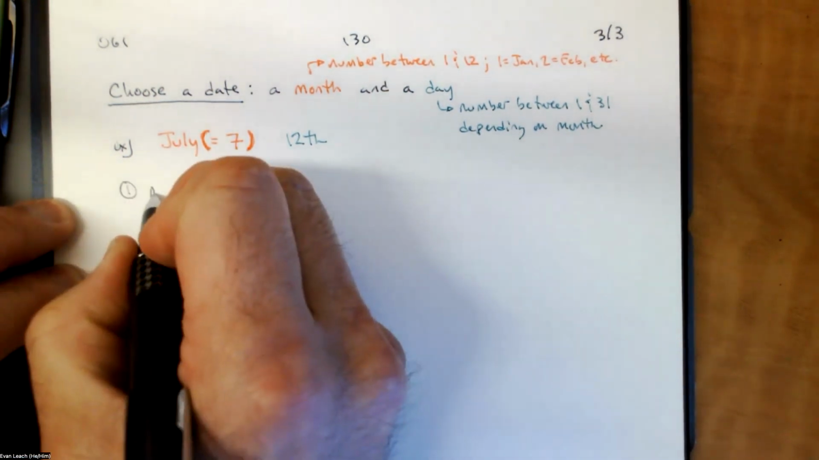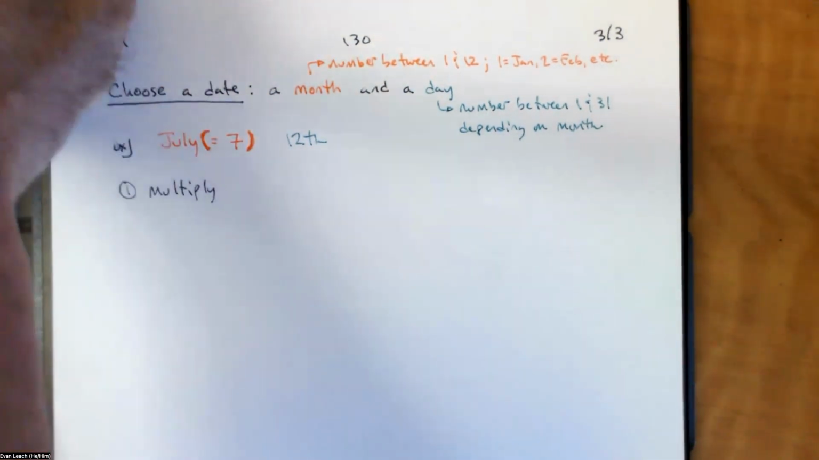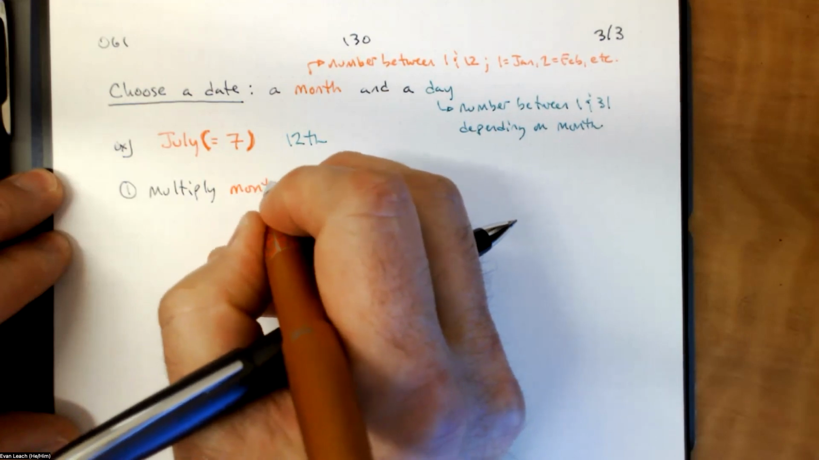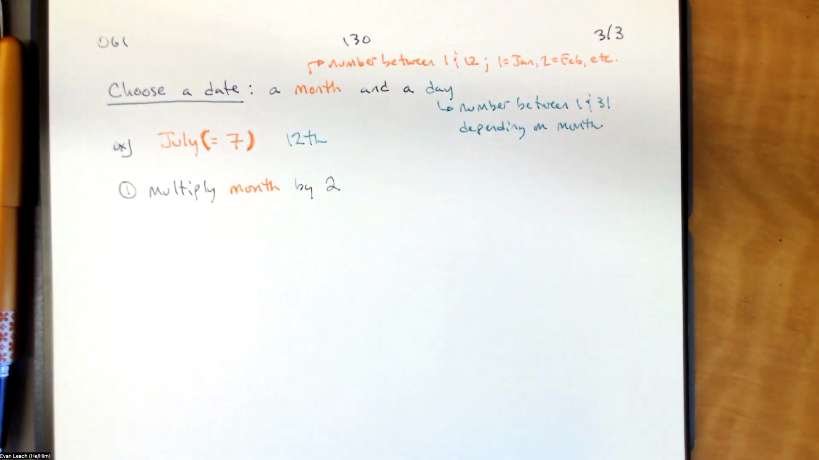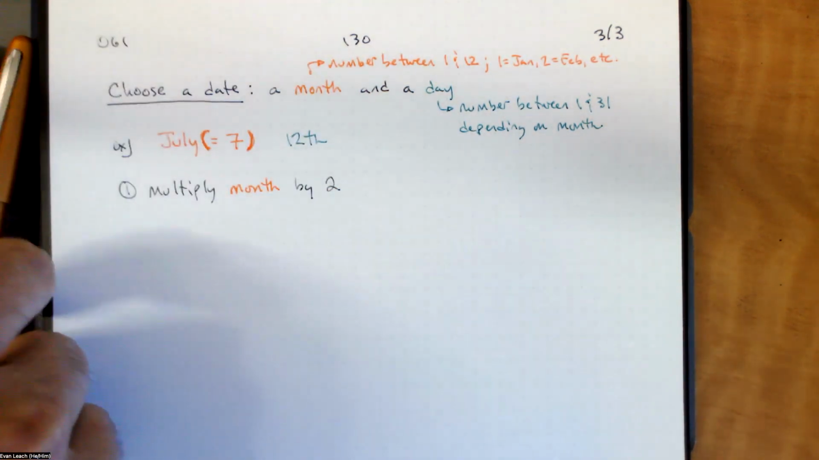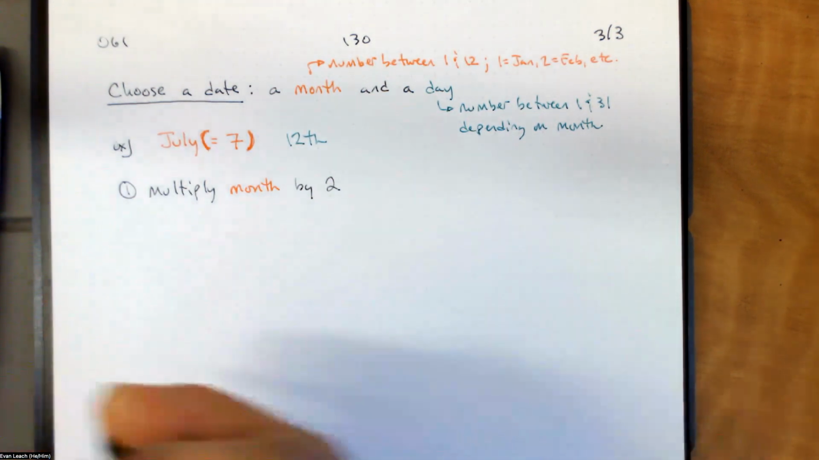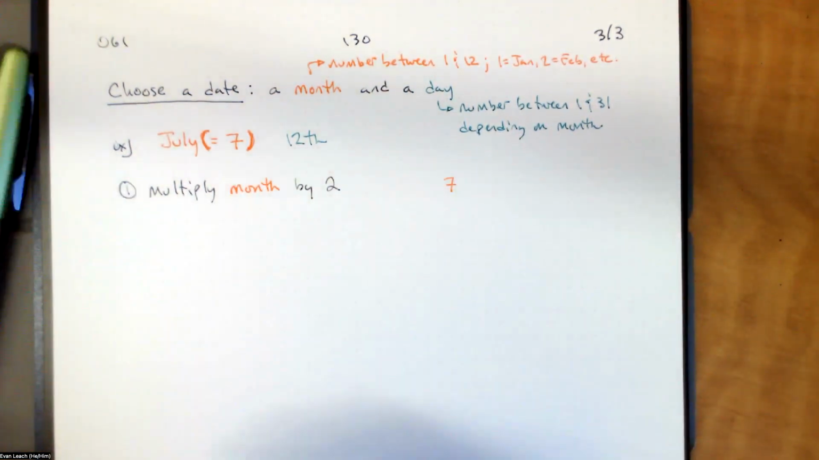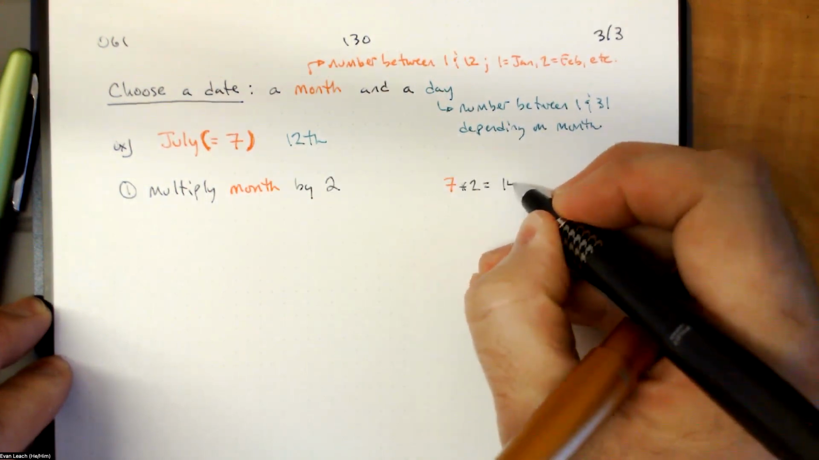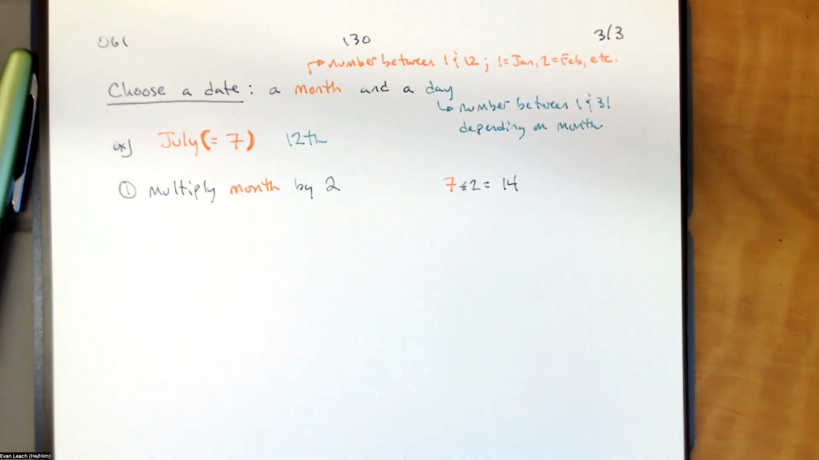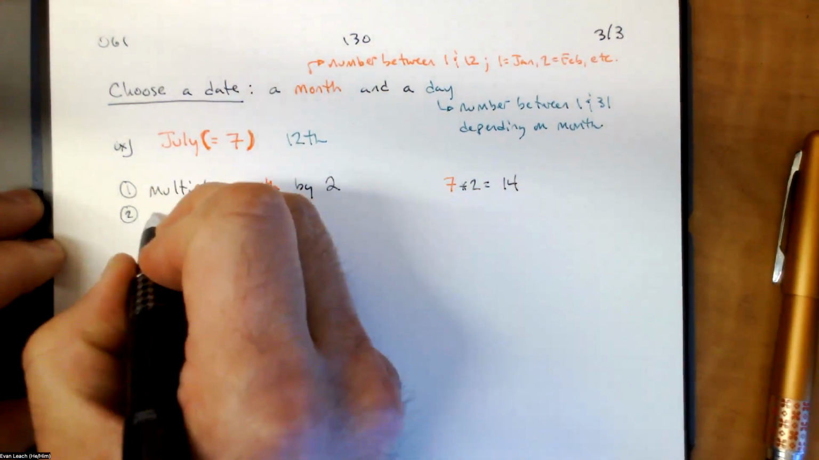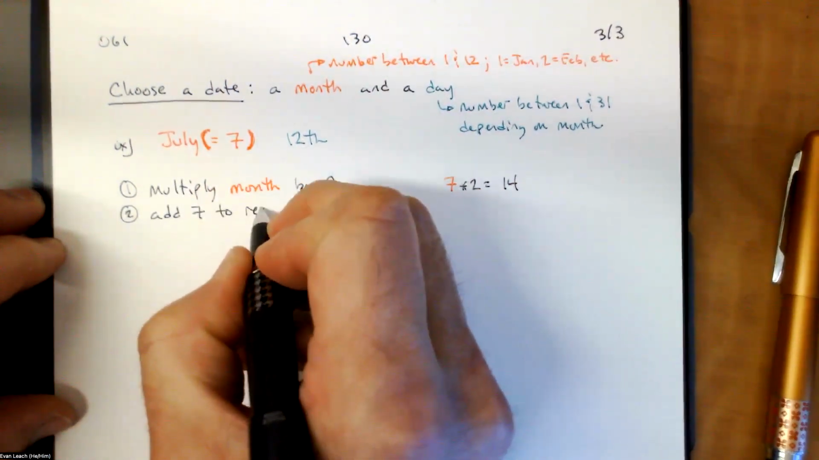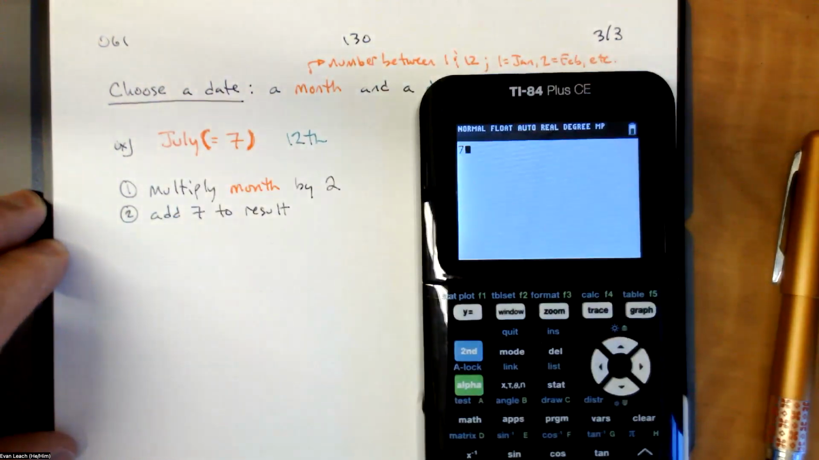So here are the things that we want to do. First, I want you to multiply the month by 2. So I would take my 7 and multiply by 2. Equals 14. Next, we're going to add 7 to the result. 14 plus 7 is 21.